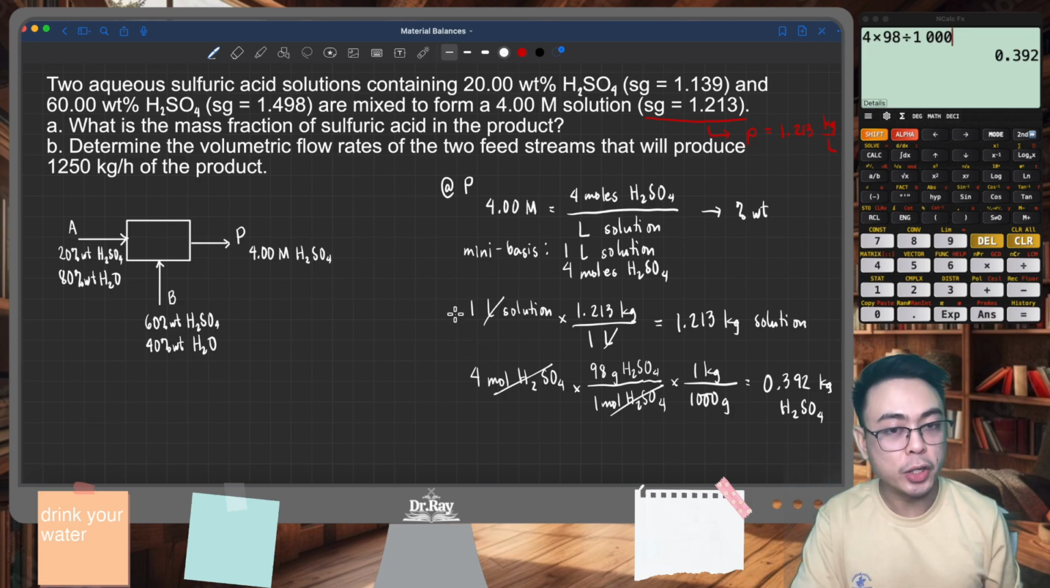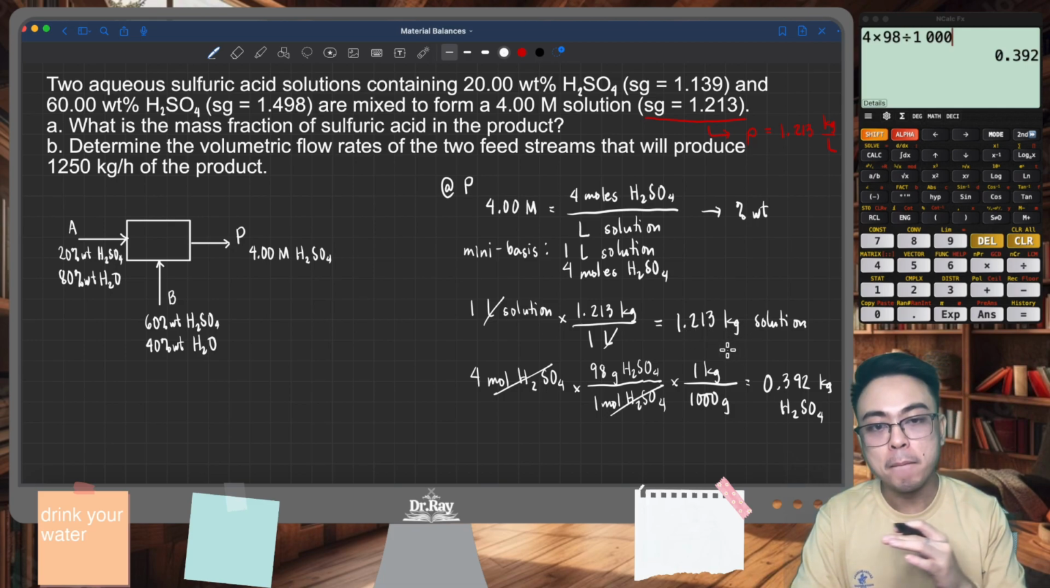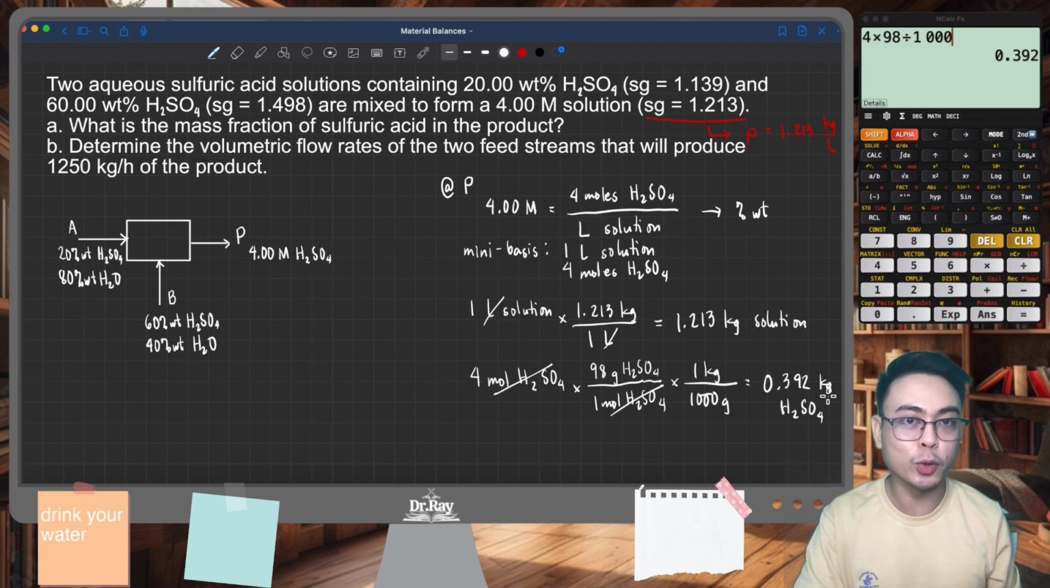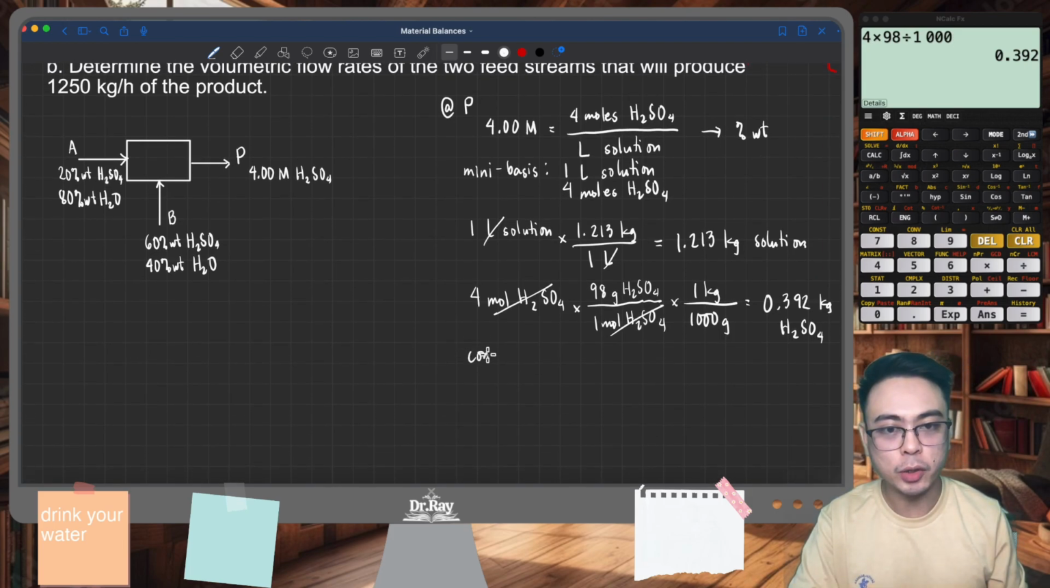Now let's go back here. If your solution weighs 1.213 kilograms and the sulfuric acid that is contained in that solution weighs 0.392 kilograms, that means that the difference between these two values is the mass of water. To simplify that, let me do this in a table form. I have here my 2 components. Our 2 components are sulfuric acid and water, right? This is still in the product.